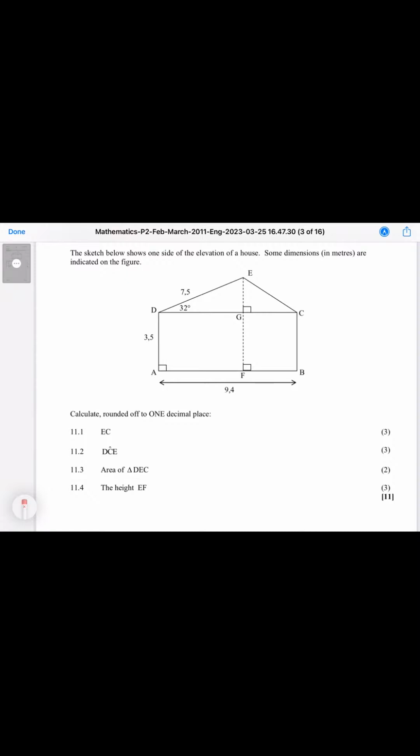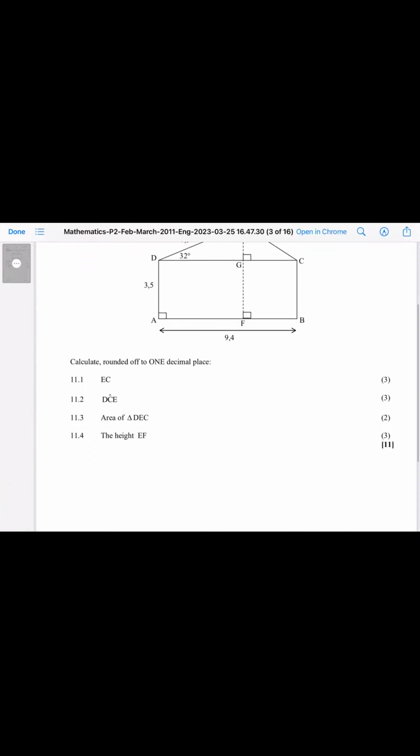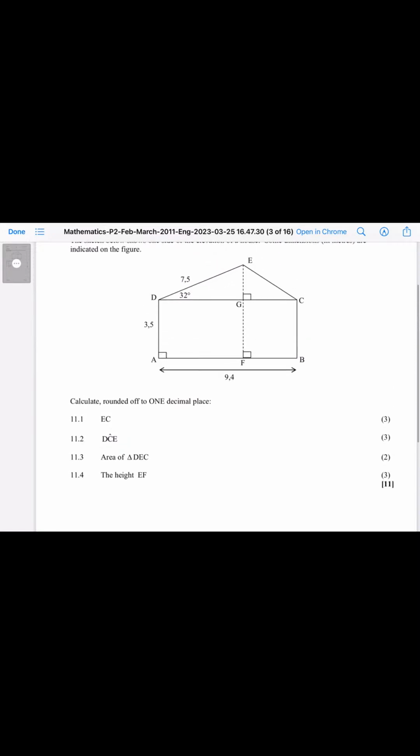The next question says, calculate the height of EF. The height of EF. Let's see. Where is E? Okay, there is E, and then F is there. So that is the height that they want you to calculate from E to F. I think I already noticed something. Let's see, it's allocated only 3 marks.